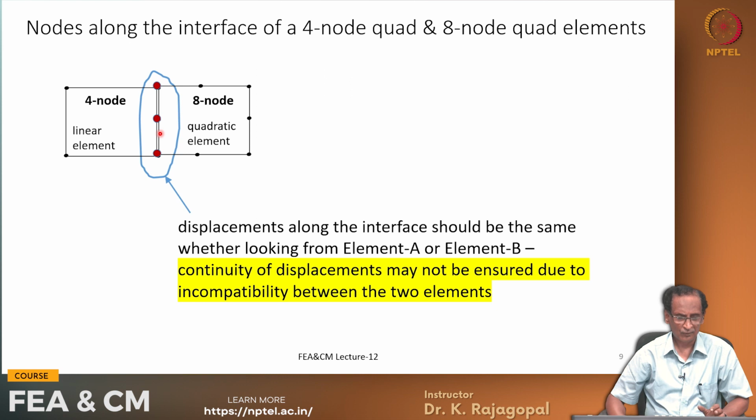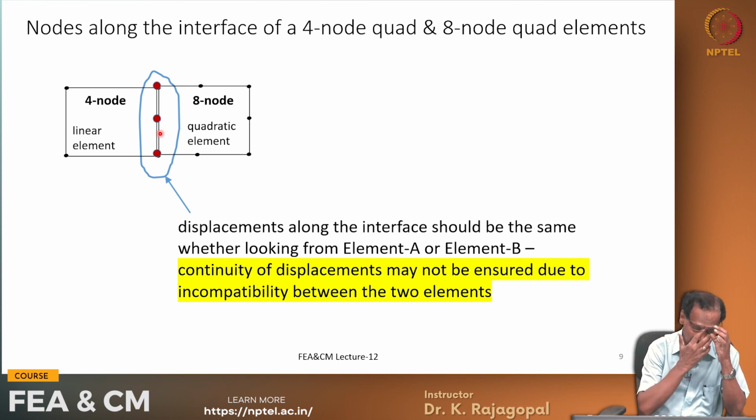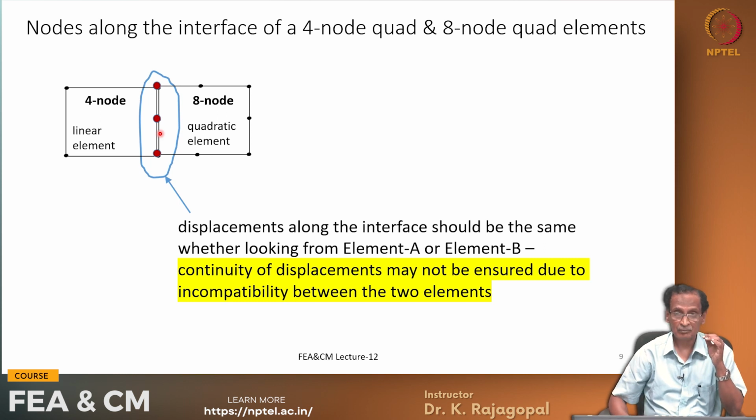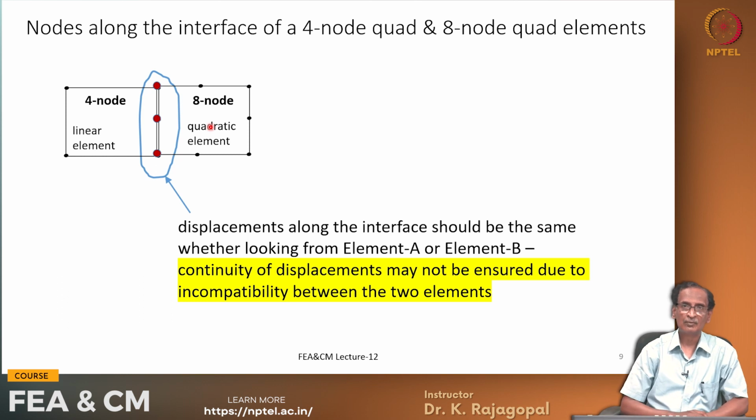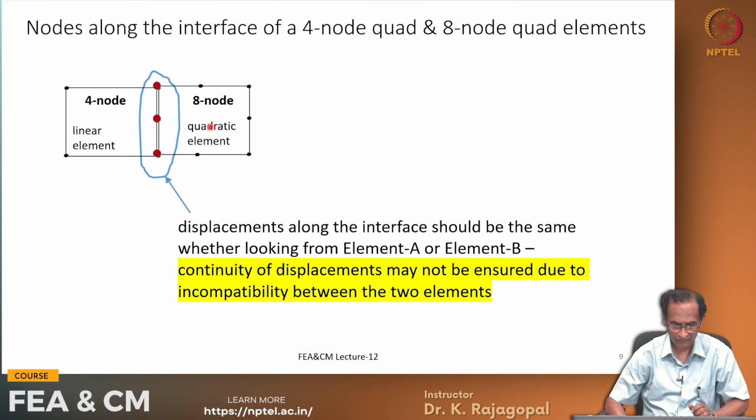So, one way to overcome that is by reducing the size of the elements, so that we get a better representation, and invariably we will have to do this type of thing, like linking 4-node elements to 8-node elements and so on, especially in the transition zones.